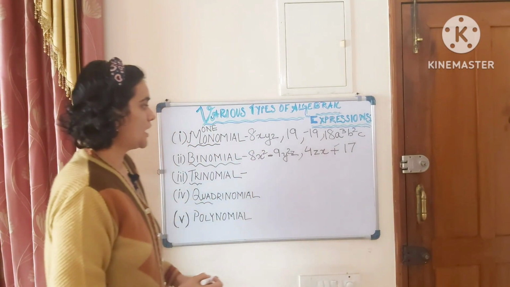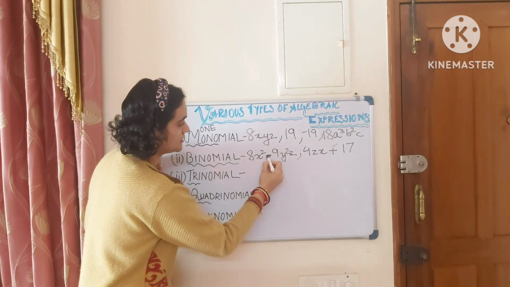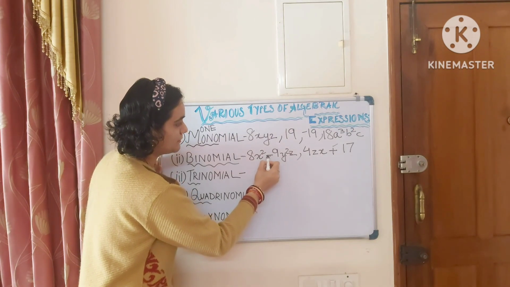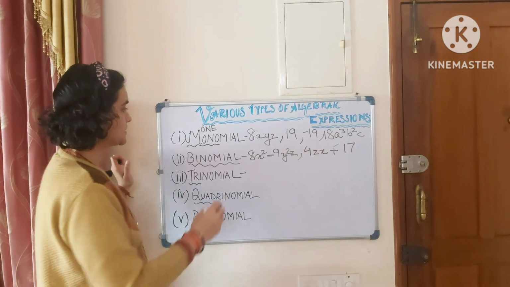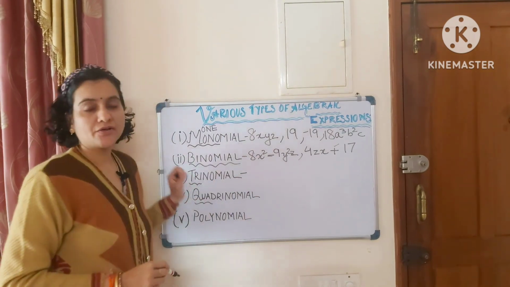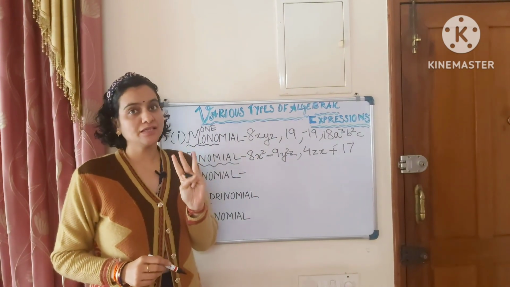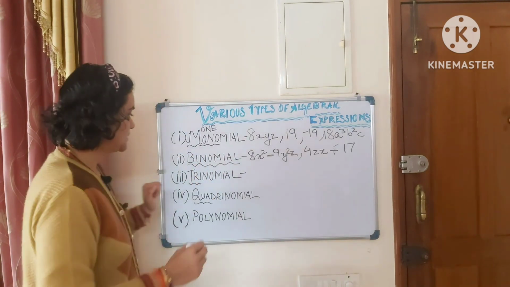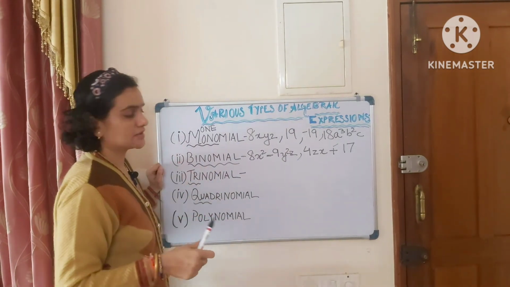This plus sign. And here, what is it? Here also there are two terms. They have been written together with a minus sign in between. So this is also one example of binomial. Now let's move to trinomial. Tri means three. How many wheels does a tricycle have? 3 wheels. Similarly, a trinomial will have 3 terms in it.